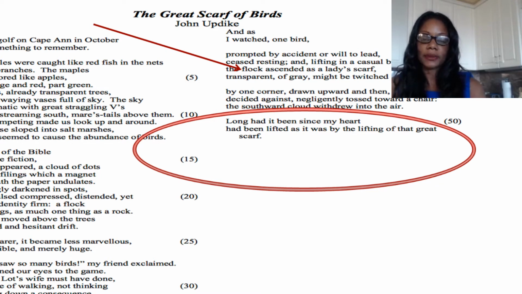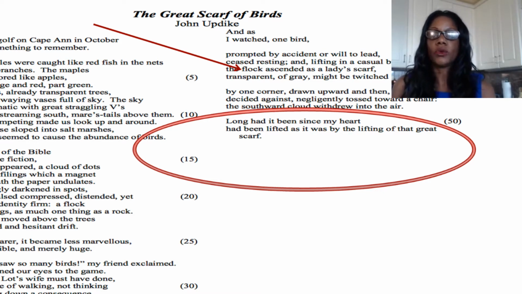really grasp the last 2 lines of the poem, which read, "Long had it been since my heart had been filled, had been lifted, as if it were the lifting of the great scarf." So this is significant because there is a stark contrast to the rest of the poem. Let's take a look to see what a thesis statement might look like.